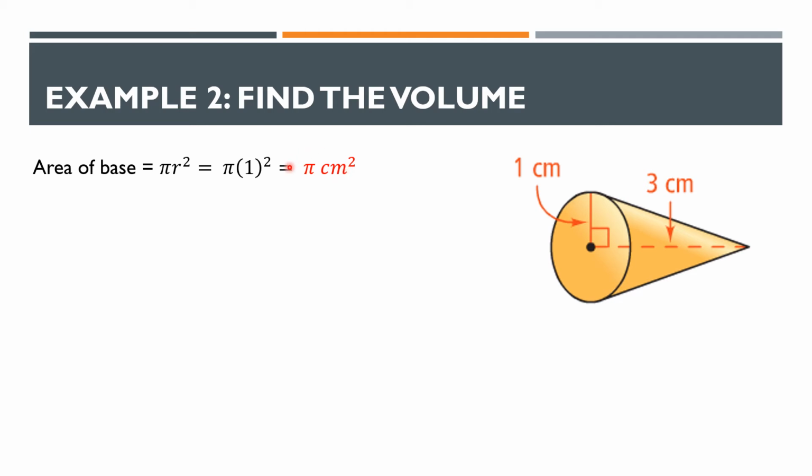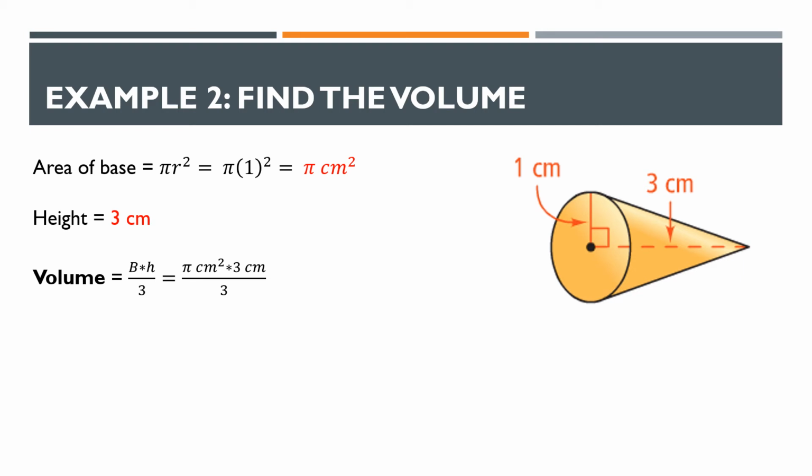So I'm just going to leave the area of my base as pi centimeters squared, but if you like to have that 1 there, it's not going to hurt anything. Feel free to leave it. Then the height, this is convenient, we don't have to use the Pythagorean theorem. The height is just 3 centimeters, right? From the base up to the vertex of that cone.